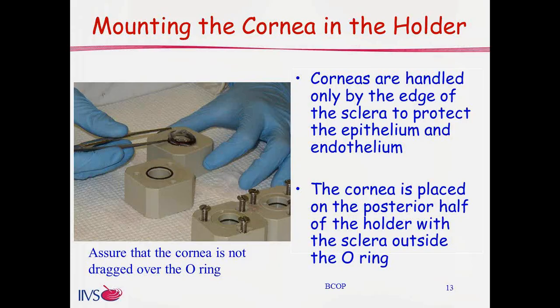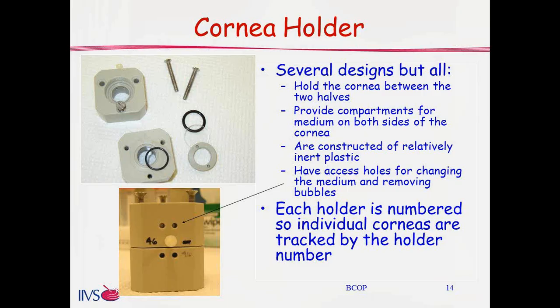This is a picture of mounting the corneas onto the chamber with the endothelial side down onto the rubber O-ring. It's very important that one places the corneas gently onto this corneal chamber and not drag the cornea across the chamber to avoid damaging the very sensitive endothelium.